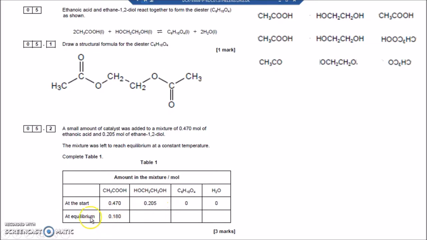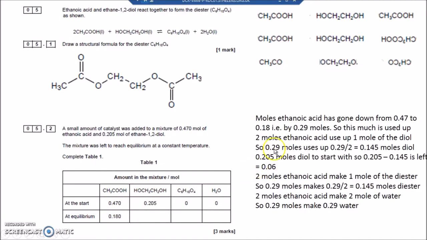At equilibrium, so this is a process called dynamic equilibrium, where the rate of the forward reaction and the rate of the backward reaction are the same, and the concentrations of the reactants and products are no longer changing. At that point, I've got 0.180 moles of my ethanoic acid left. So my first step is to work out how much has been used up. If I take 0.470 and subtract 0.180, I can work out that 0.29 moles of ethanoic acid have been used up.